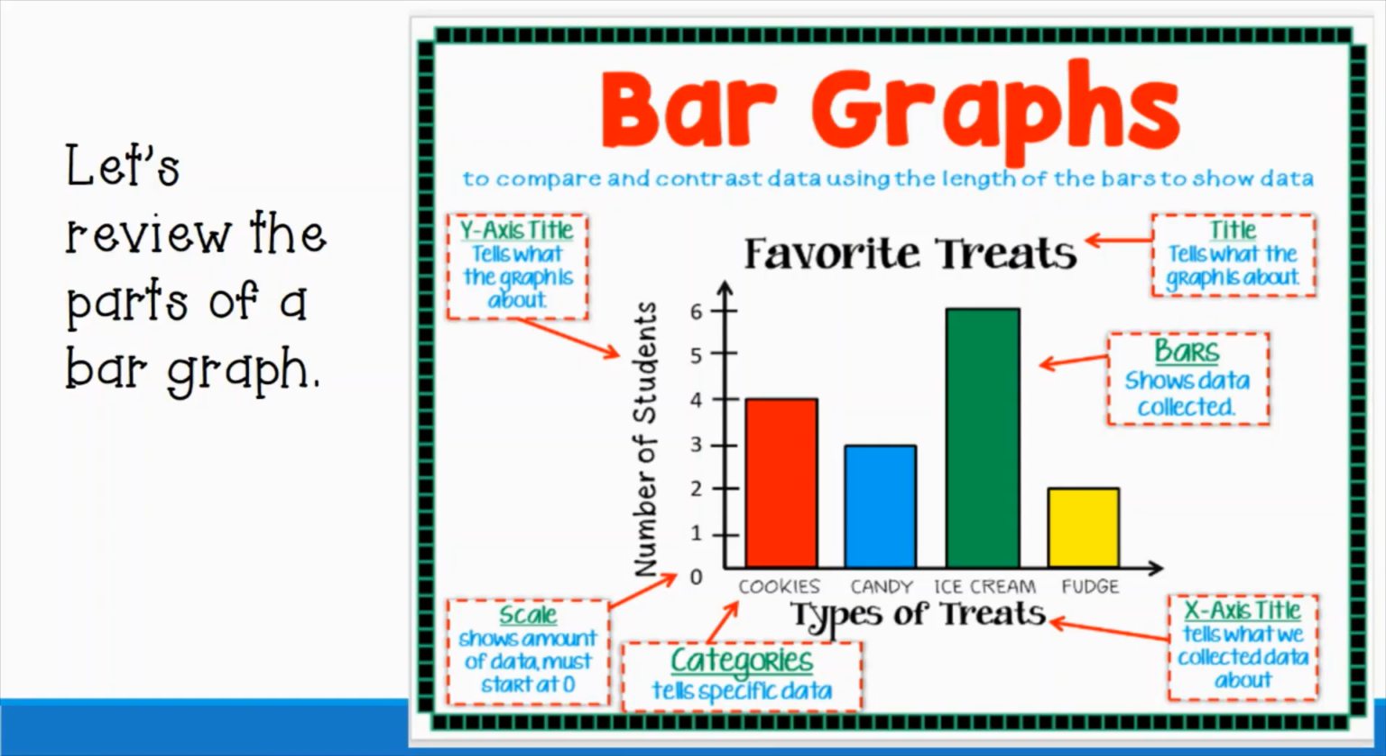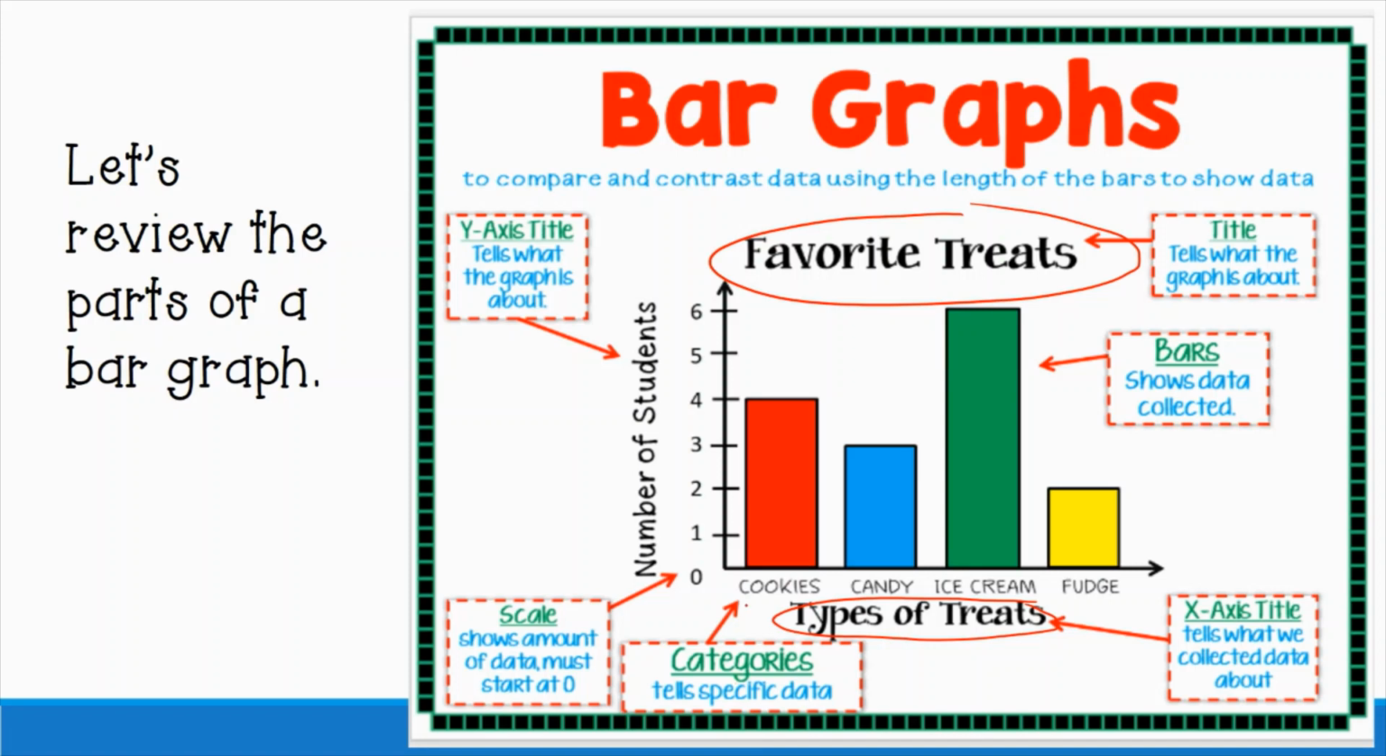Let's review the parts of a bar graph. At the top of our bar graph, we have the title. This tells us what the graph is about. Down here, we can see what is being compared. So the types of treats. This is our x-axis title, and this is what we collected data about.